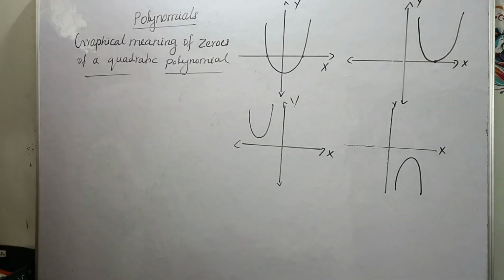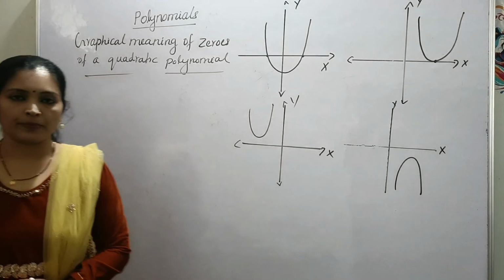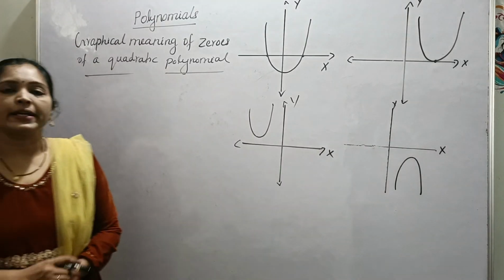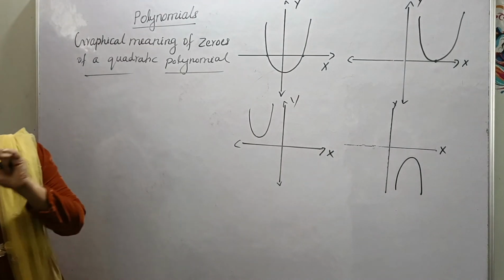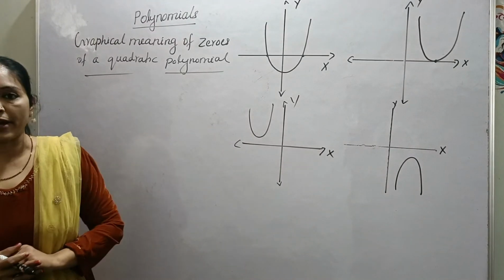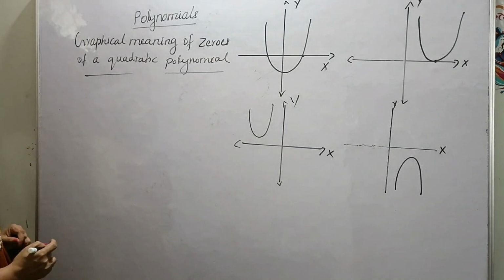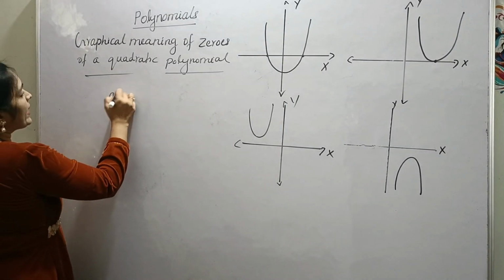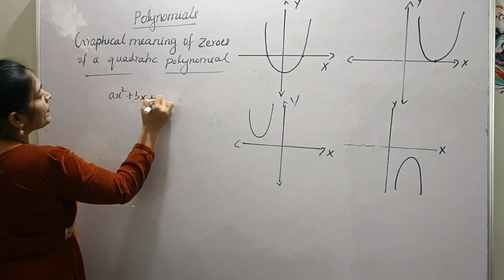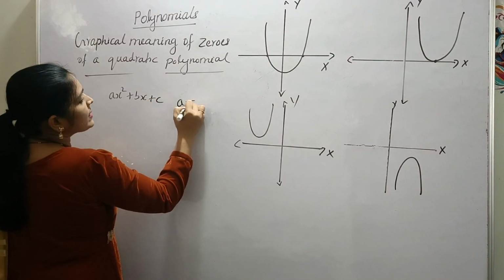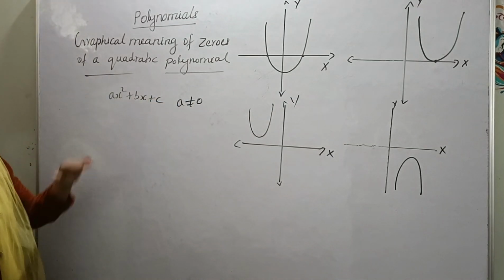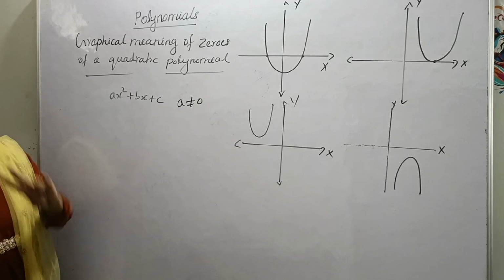Hello everyone, today we are going through the graphical meaning of zeros of a quadratic polynomial. In this video we will study how to find the zeros of a quadratic polynomial using the graph. We know that a quadratic polynomial is of the form ax square plus bx plus c, where a is not equal to 0. It's a polynomial of degree 2.